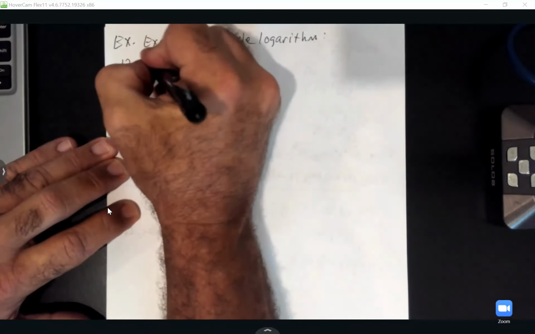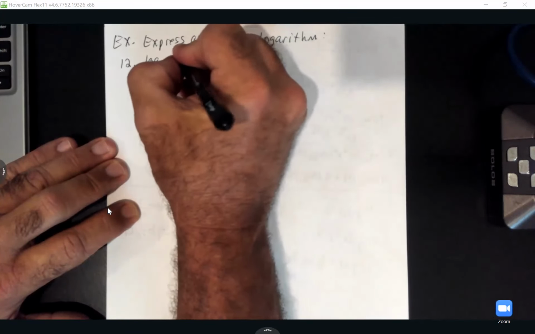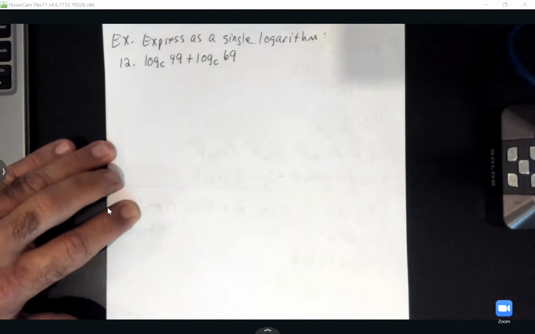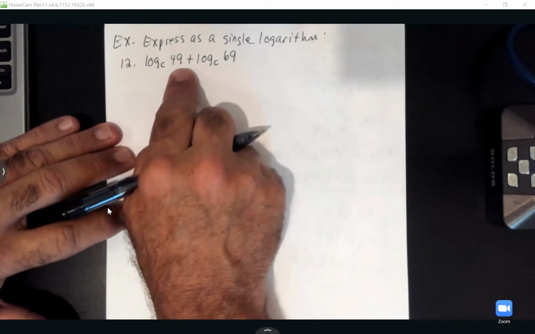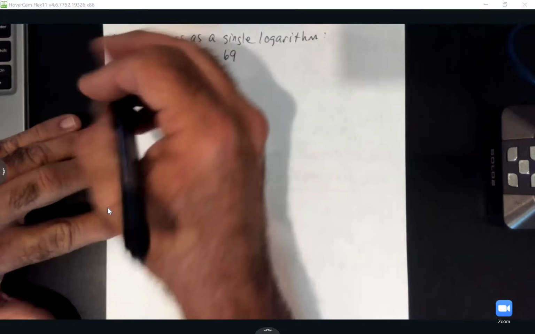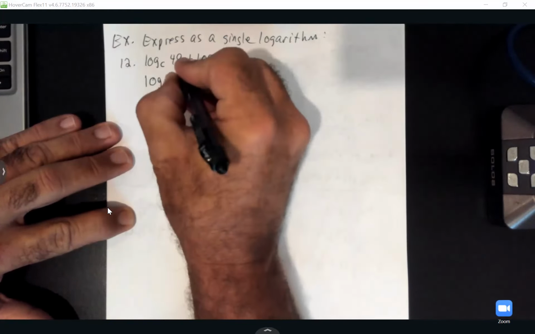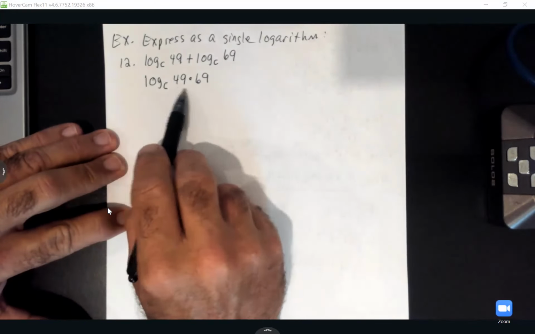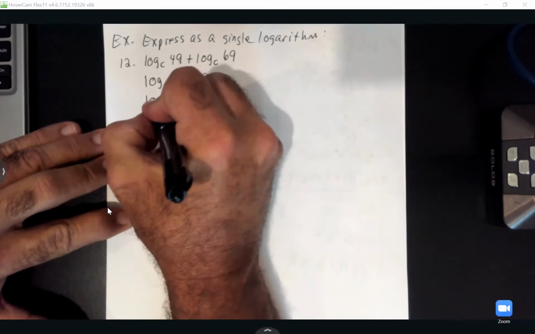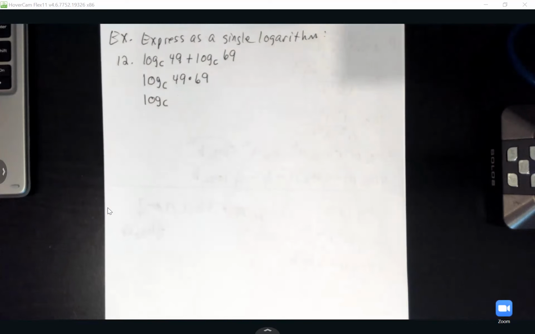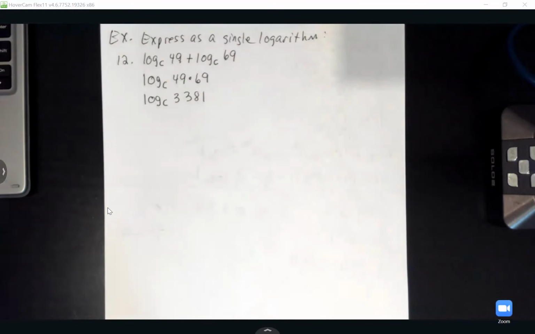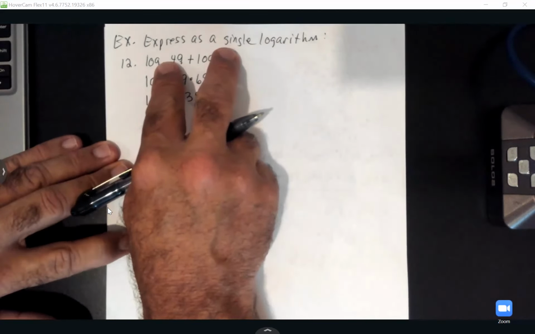So this one has a log base C of 49 plus a log base C of 69. So since they're being added, we rewrite this going the other way as a product. So this will be our log base C of 49 times 69. Now, MATLAB actually wants us to multiply this. So this will come down as a log base C. Let me see what 49 times 69 gives us. That gives us 3,381. So notice all they're doing is starting with the sum and writing it as a product.